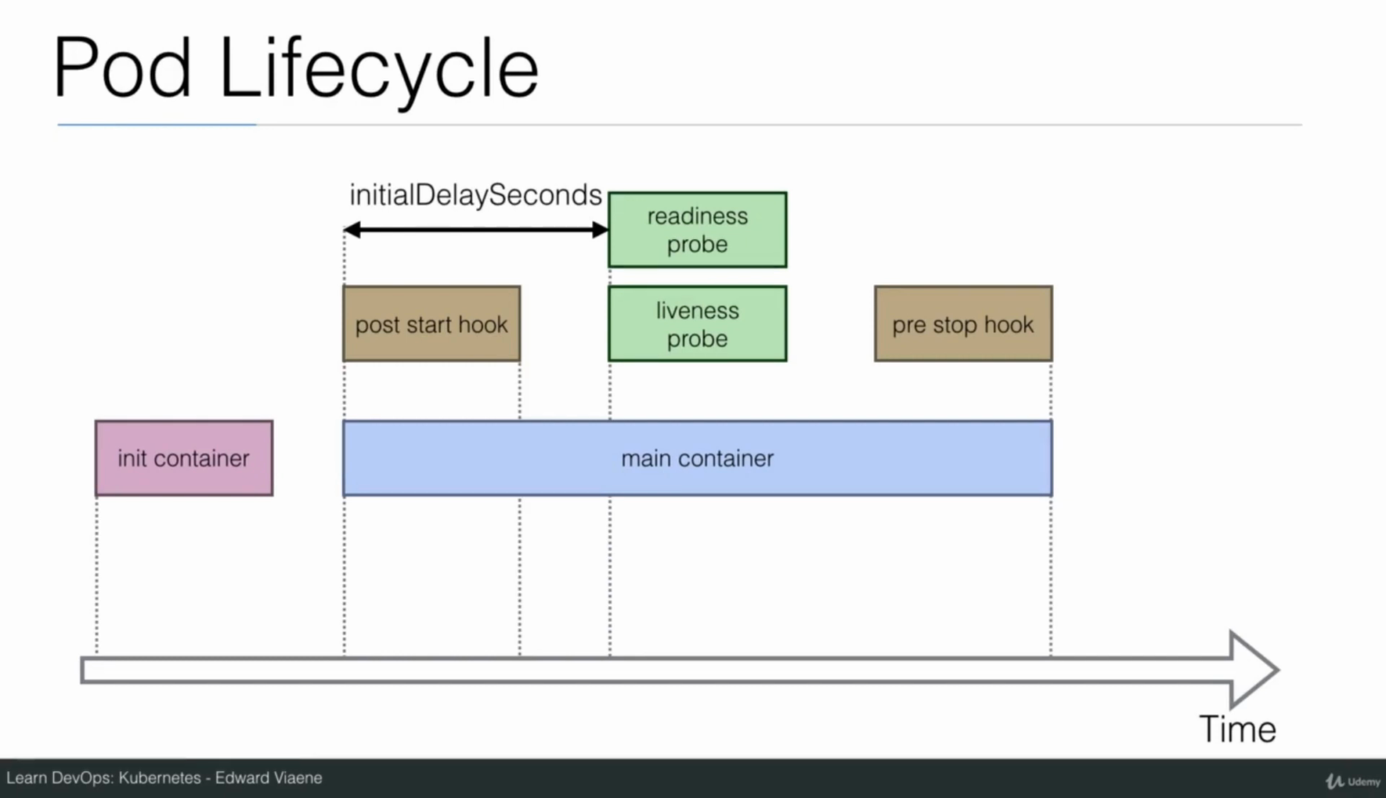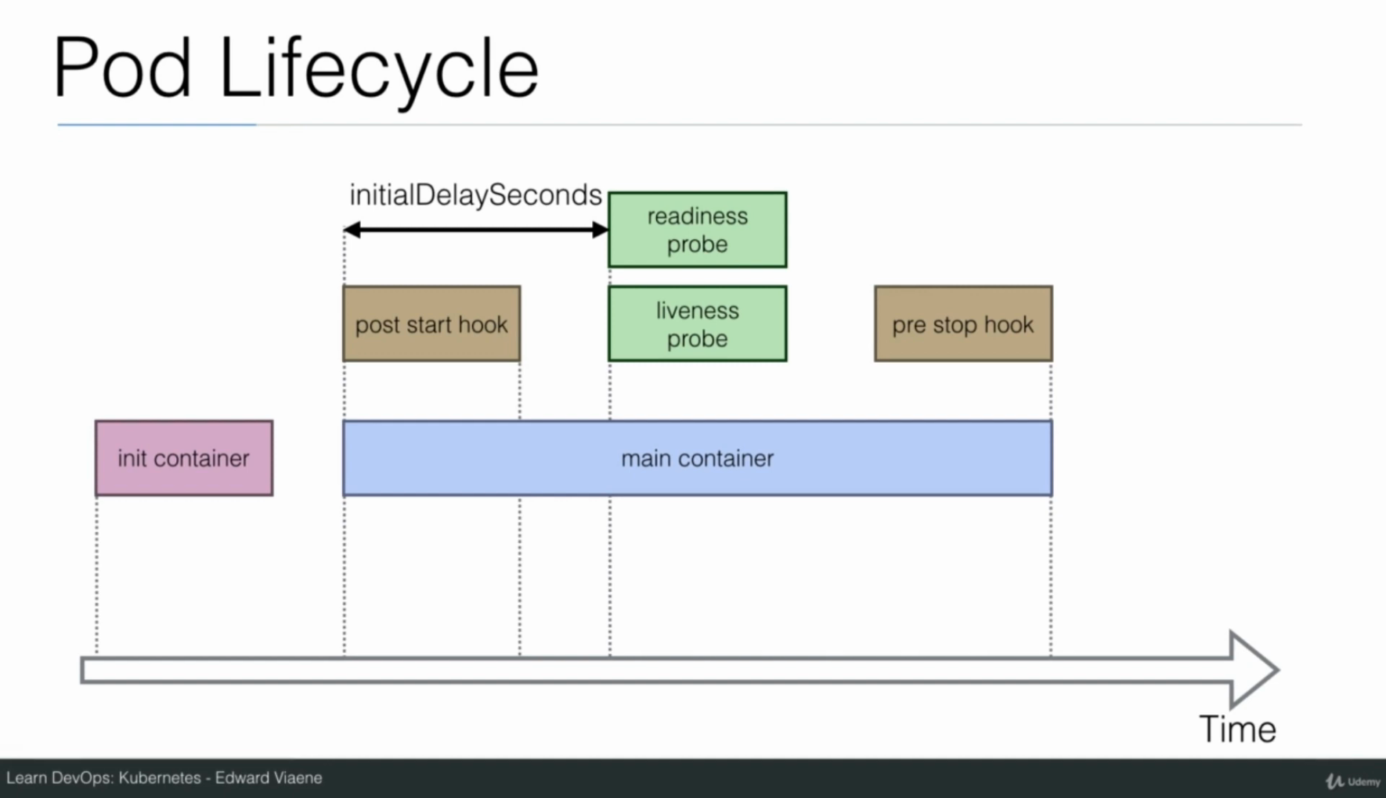This is a diagram that I created to give you a better idea of what really happens when you launch a pod. This diagram also shows you the init container that you can use, the post start hook, and the pre-stop hook. Those you can define in your YAML file, in your pod specification, to execute commands at certain points in the lifecycle of the pod.